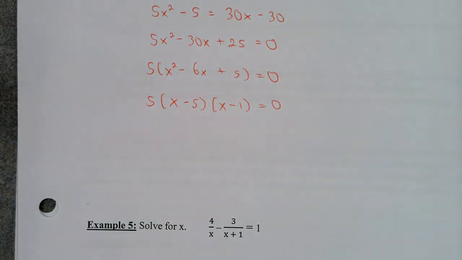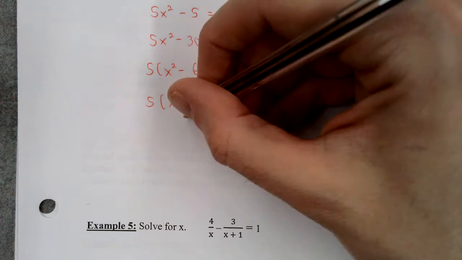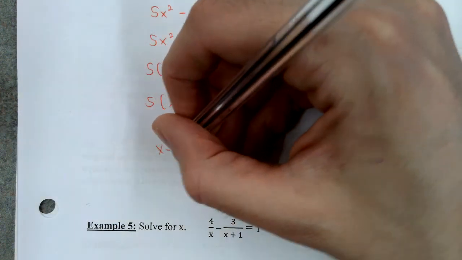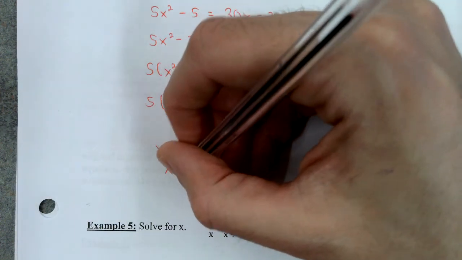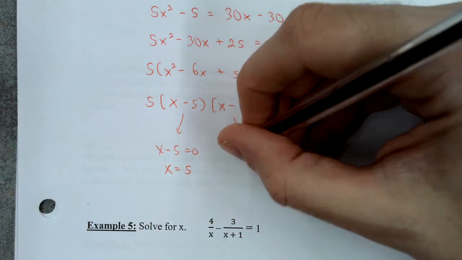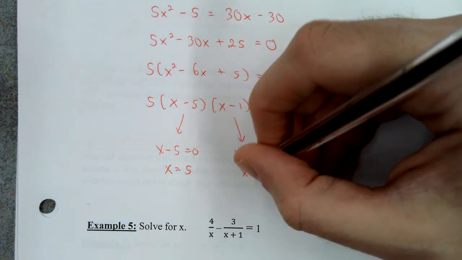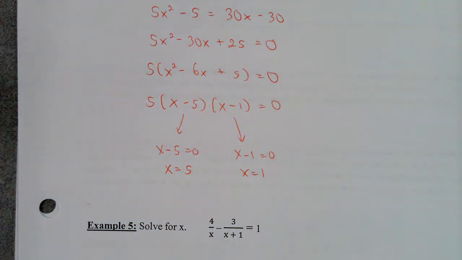The 5 equals 0, you can ignore because 5 cannot equal 0. Then you have x minus 5 equals 0, which means x equals 5. Then you have x minus 1 equals 0, which means x equals 1. Now let's check to see if either one of those solutions is an extraneous solution. Does either one make a denominator equal 0?